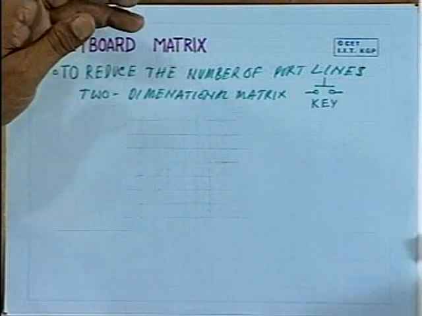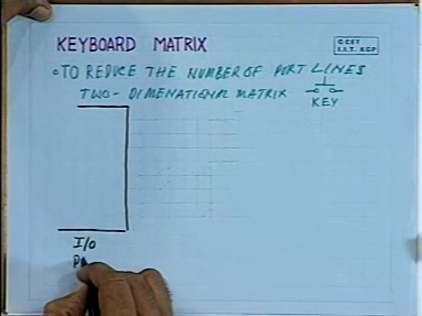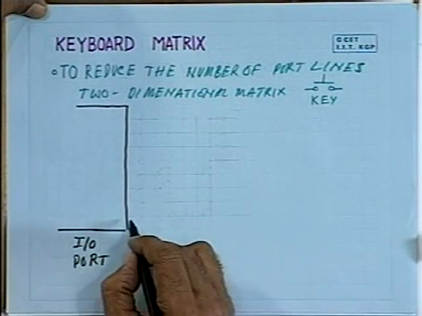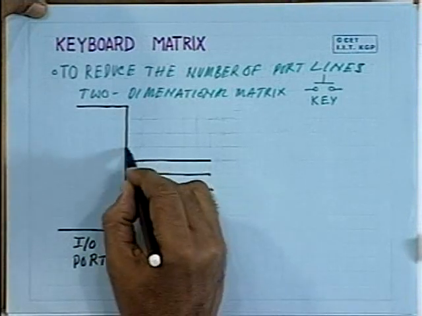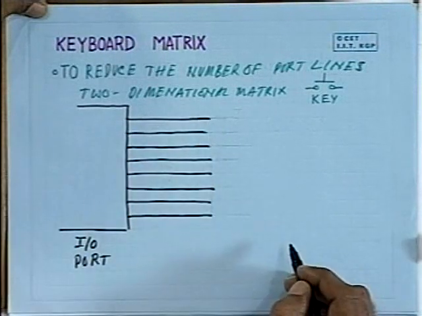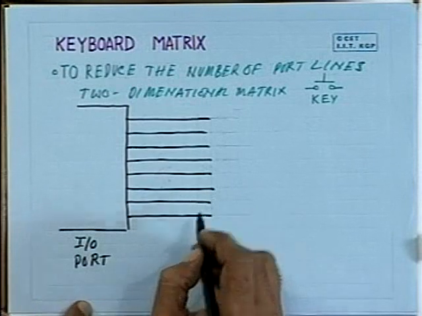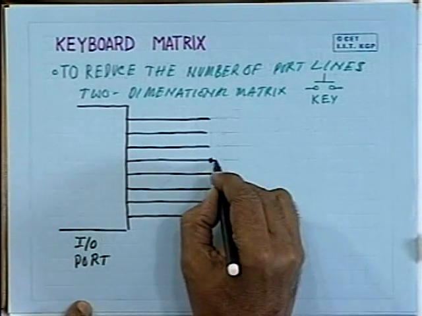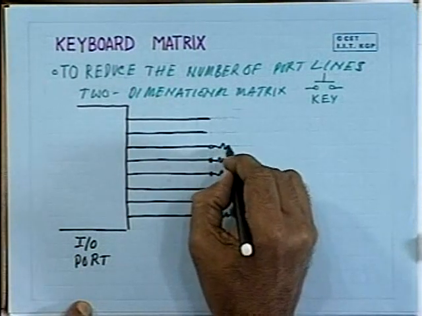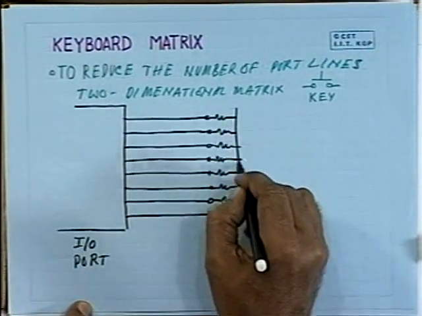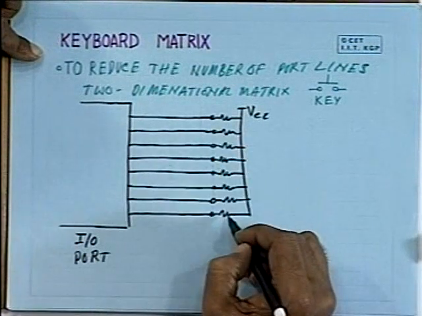Let's see how it is being done. Here is an I/O port. It can be 8255 port lines, and these are the port lines coming out. So these are four port lines, and these are another four port lines. Now, what can be done? You can take connections like this. Each of these lines is connected through a resistor, for pull up, so this is connected to VCC. So all the port lines are connected through some resistor to VCC.